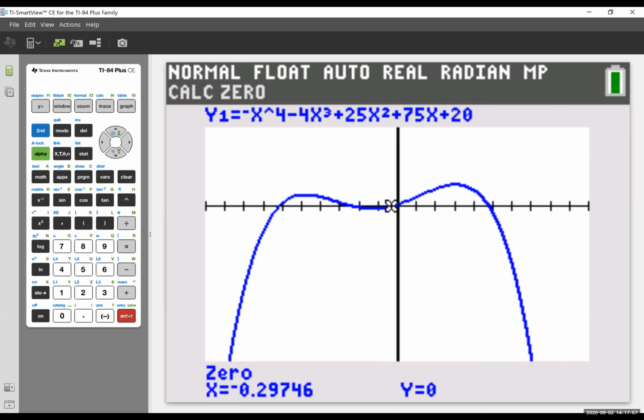So if I were looking at this one, I'd probably round to negative 0.30 to 2 decimal places, or negative 0.3 could also work.